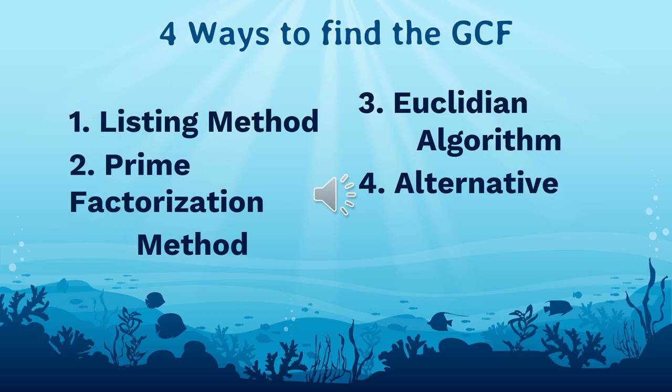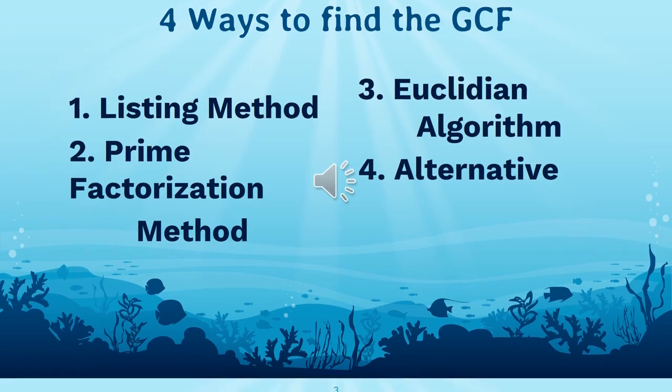In this video, the following 4 methods will be discussed: listing method, prime factorization, Euclidean algorithm, and an alternative method. Each of these techniques can be used to find the GCF with ease.